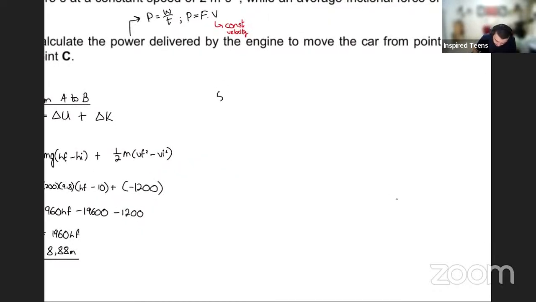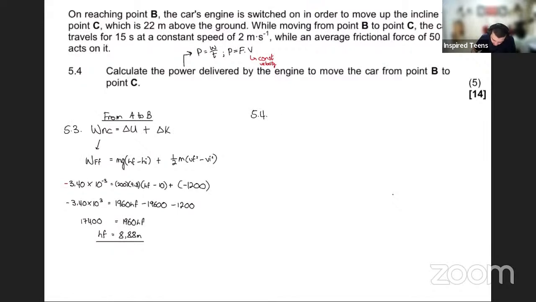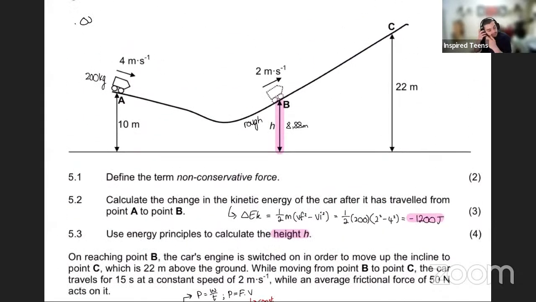5.4. Okay. Again, we're working with a surface that has friction. So guess which formula we're going to use? W_NC. Okay. Now let's consider what are the non-conservative forces acting on the object as it's moving from point B to C. Okay, so remember B, now we have this height of 8.8 and then goes up to 22 meters.